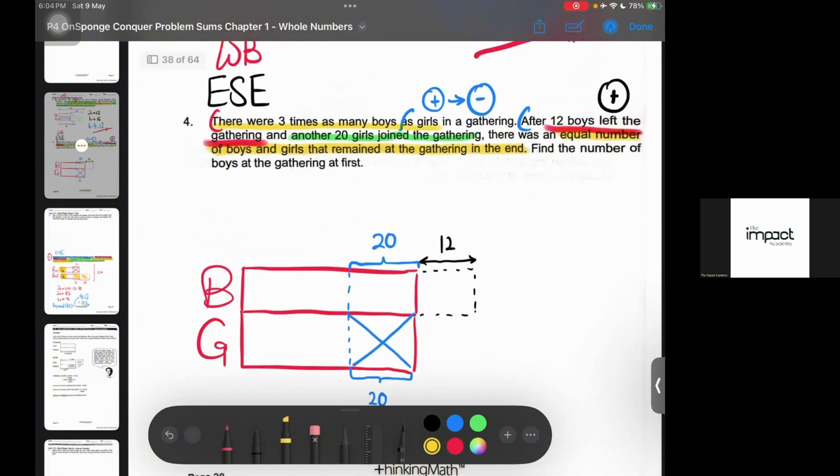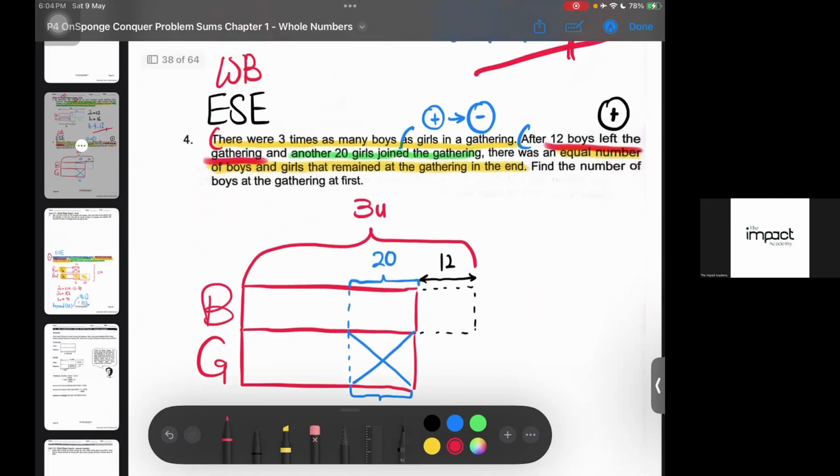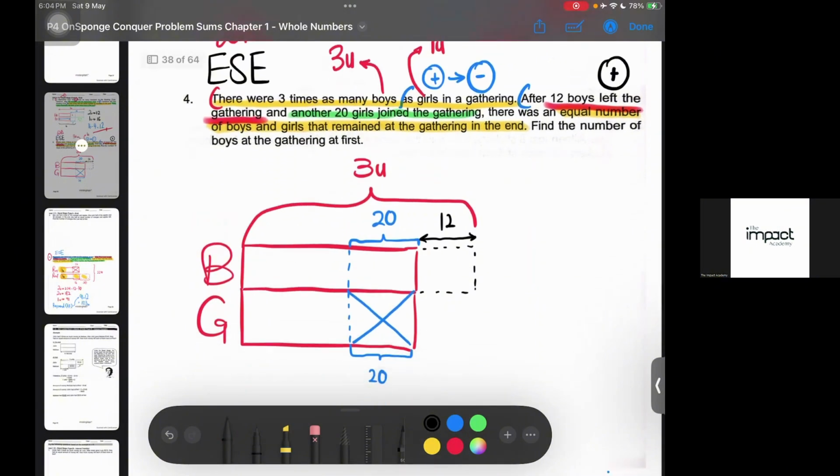Then once again I want to read this. There were how many times as many boys as girls in the gathering? 3 times. That means I go to boys, I'll blanket the entire model. We don't times 3 first. I will just say that this entire thing is how much? Can you all see? 3U. Very good. So if this is 3U, you tell me what is girls? Girls is 1 unit, right? Boys will be 3 units. You understand or don't understand? If you understand, say apple.